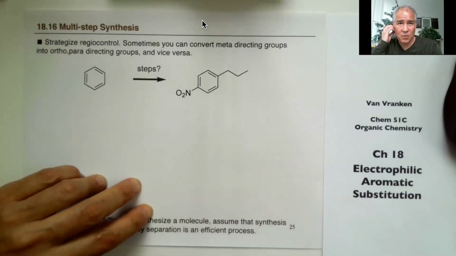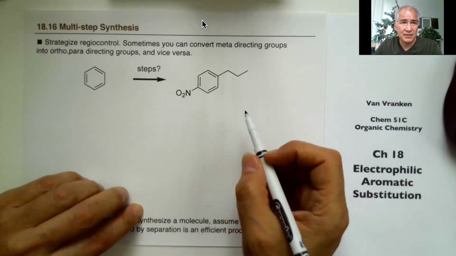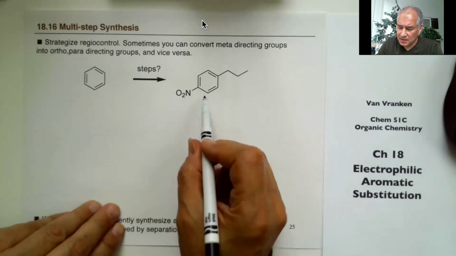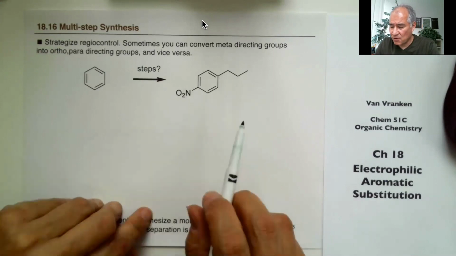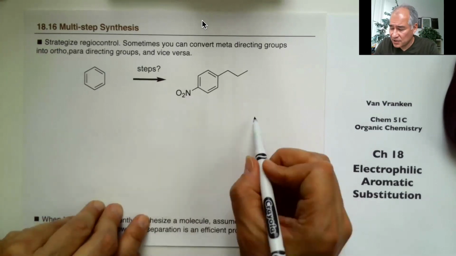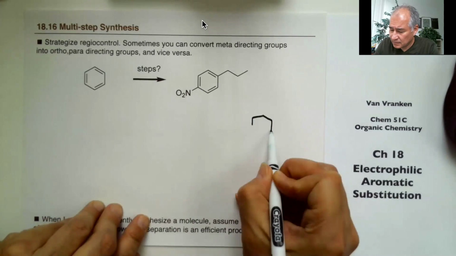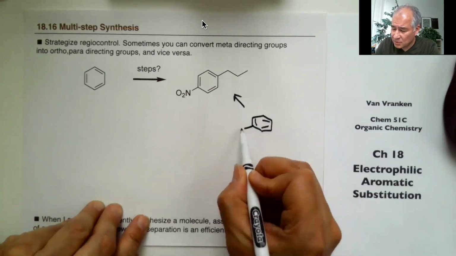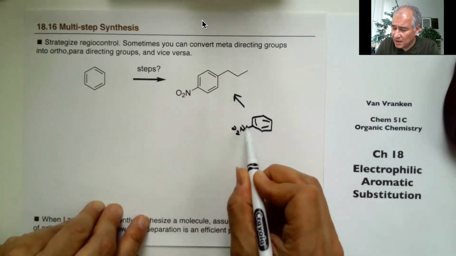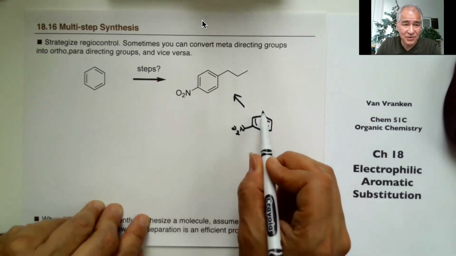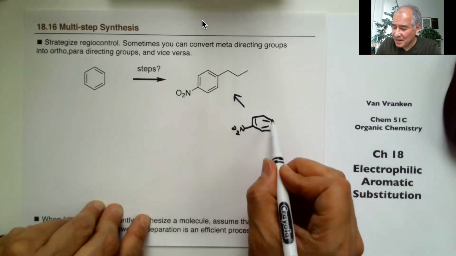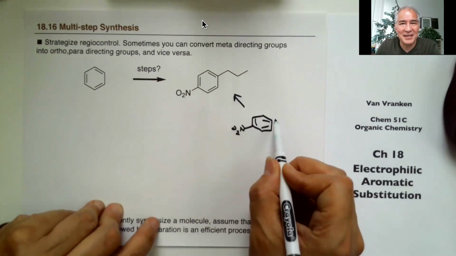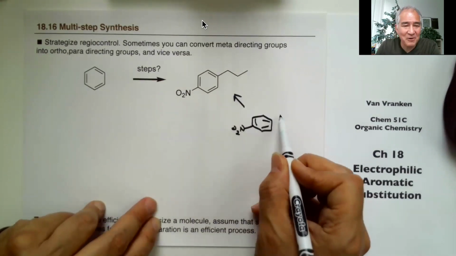So, one way to think about that would be really to ask, if I had a nitro group on a benzene ring, if you try to work backwards, is there any way to put that alkyl group on there if you have a nitro group already on there? And the answer is no. The only way to make a carbon-carbon bond on that benzene ring is to do a Friedel-Crafts reaction.